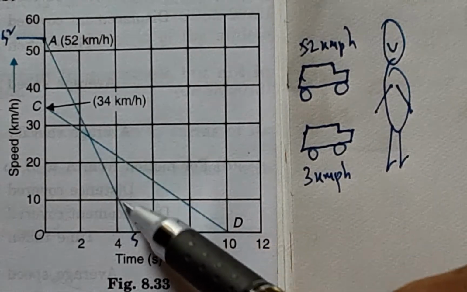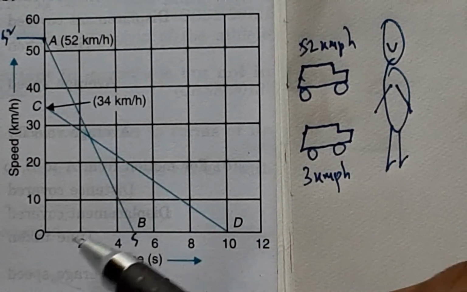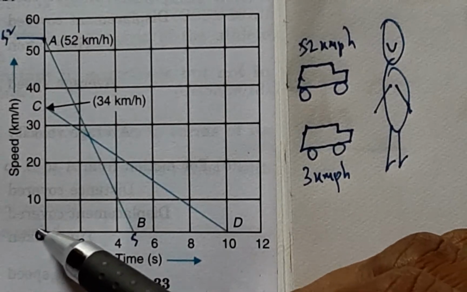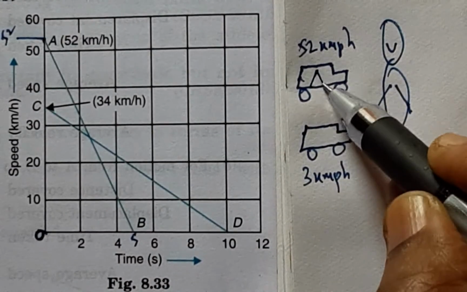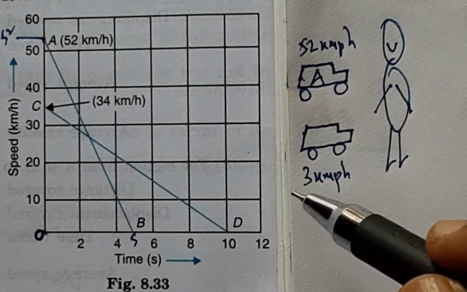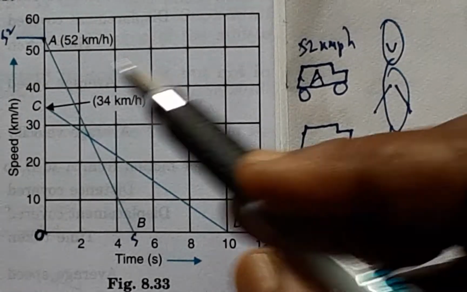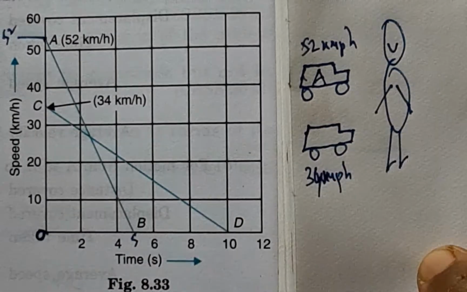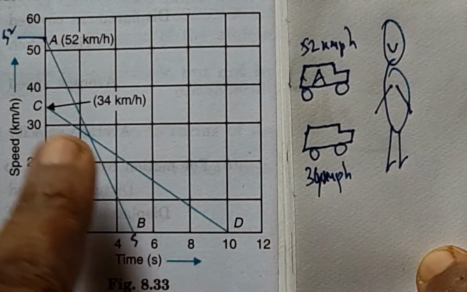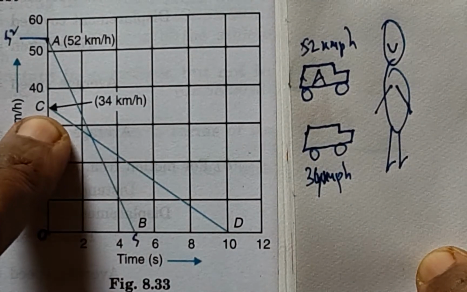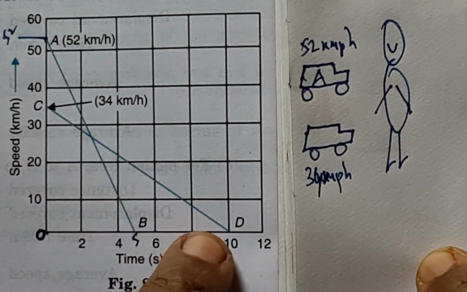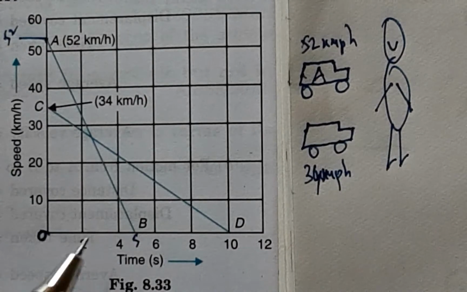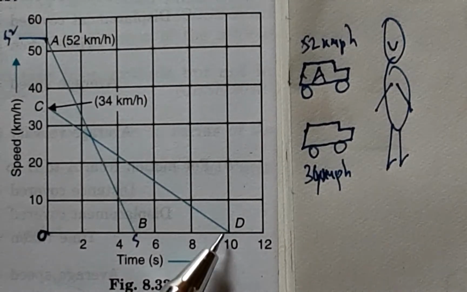Now you see, our observer is seeing that car A is traveling at 52 kilometers per hour and has come to rest in the 5th second. So in the 5th second the speed is 0 for car A. This is our car A. And next, the same observer is saying that another car, which is traveling at 3 kilometers per hour, is also coming to a stop after 10 seconds, and due to the application of brakes the speed has become 0.